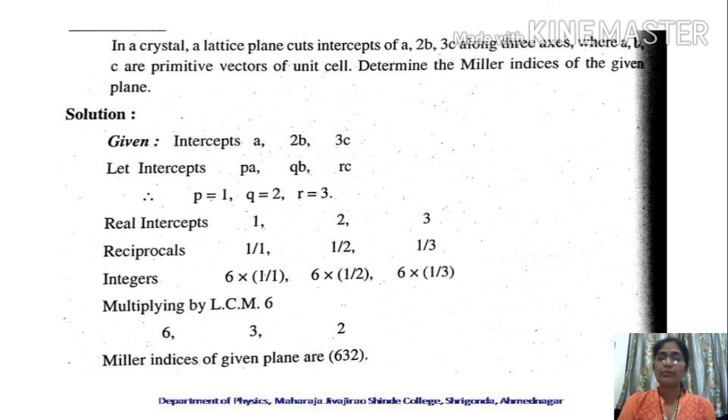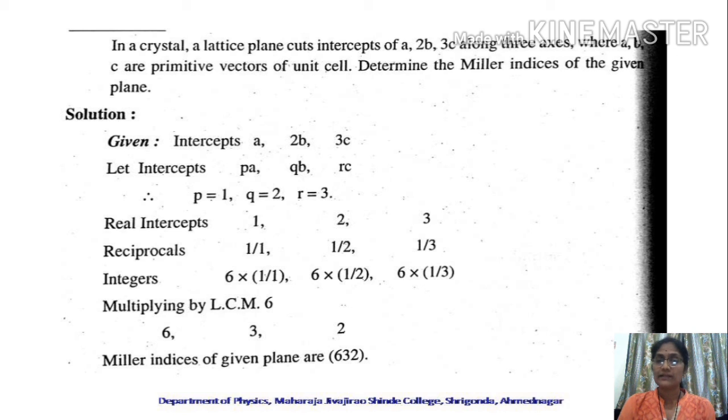Now you have to take the reciprocal of these numbers, that is reciprocal of 1 is 1 upon 1, 2 is 1 upon 2 and 3 is 1 upon 3. Now look at the denominator. Denominator values are 1, 2 and 3. Now you have to find out the LCM of denominator in order to clear the fractions. So it comes out as 6.